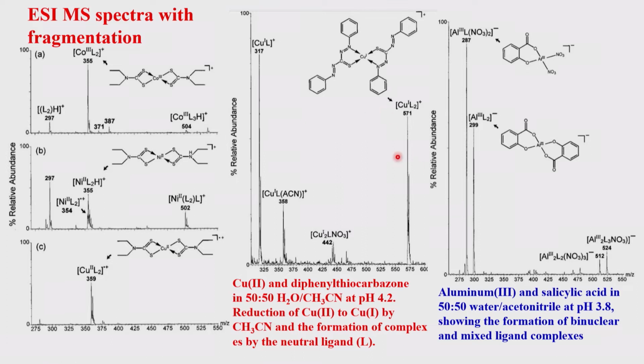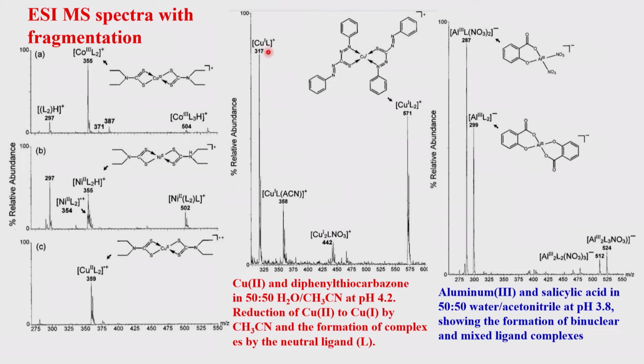So you can see that here the copper 1 forms with two ligands, and the ligand is neutral, therefore copper 1 is 1 plus, therefore the total species is 1 plus. Next highest, our highest is here. So copper with 1L is the highest, at the m/z value of 317, and this is 571. Here the z being 1, m/z is equal to m.